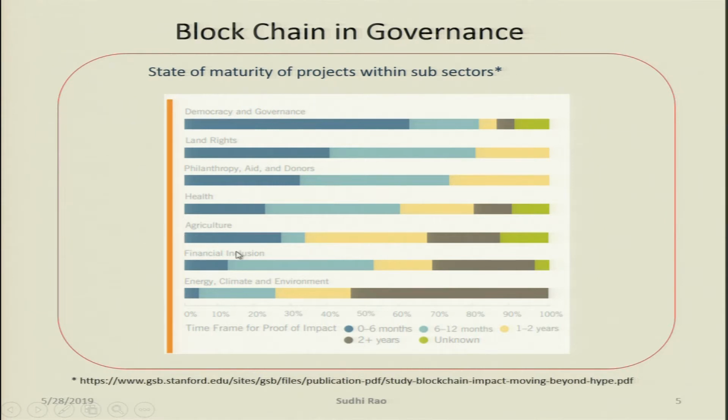There are initiatives in energy and climate and environment. We will see a use case there also. That is an area in which the application trial of blockchain initiatives is running a bit slow. Only very few, about 5% of the projects, are expected to be effective in the next 6 to 12 months. The biggest chunk, more than 50% in energy, climate and environment, have started and will start bearing fruits after 2 years. Everything in between, health, agriculture, financial inclusion, falls somewhere in between in terms of maturity of those projects.